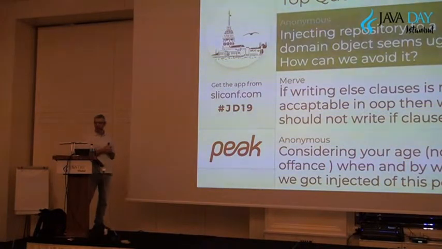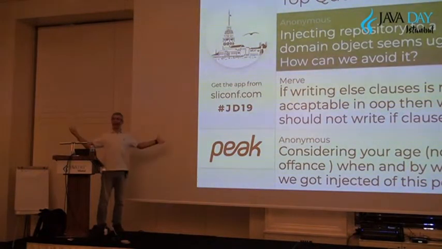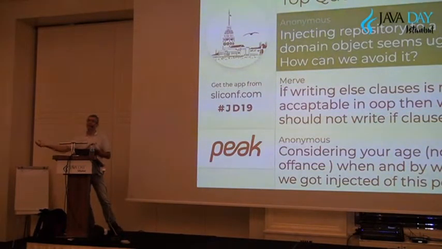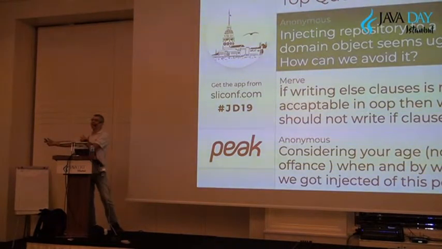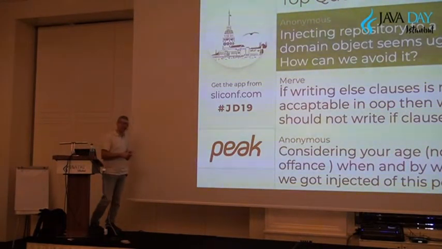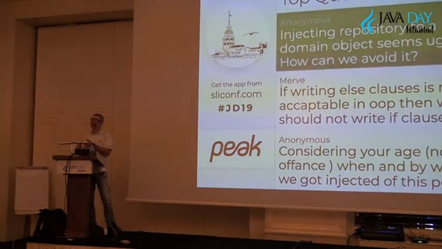Question: injecting a repository to a domain object seems ugly. Why? How can we avoid it? But there is no magic in that. Either you want to apply object-oriented programming and you need to let the object be able to do stuff with the database. Your object needs to interact with the outside world. So there are not that many options. Either you inject it manually, like I did in the first place, or you let it inject automatically, as I did in the second place, at runtime.